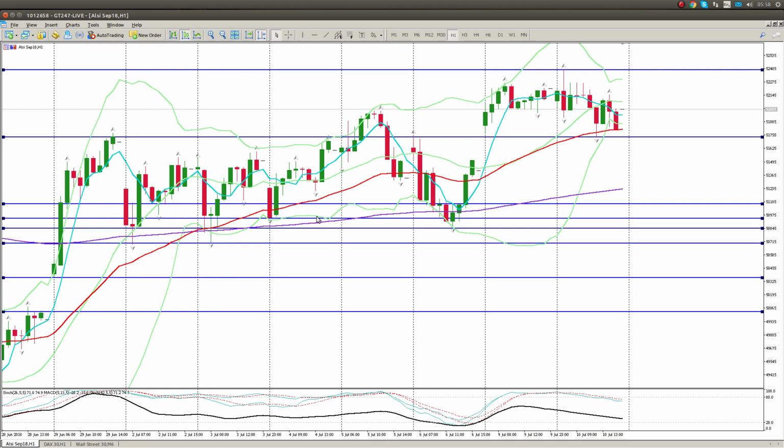So I suspect we will find some support here to start with, even if it is a little bounce before we turn. So you just have to watch price action. And now the critical aspect is this 20 moving average. Are we going to be above or below it?